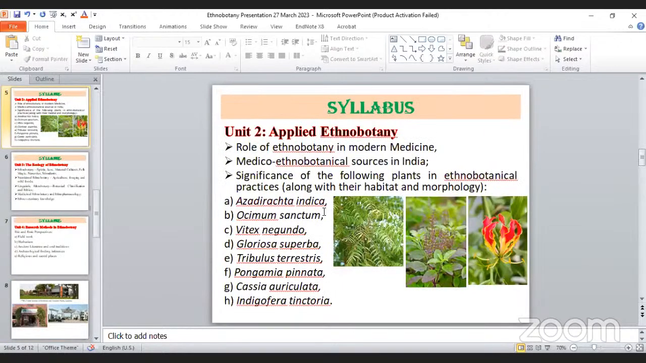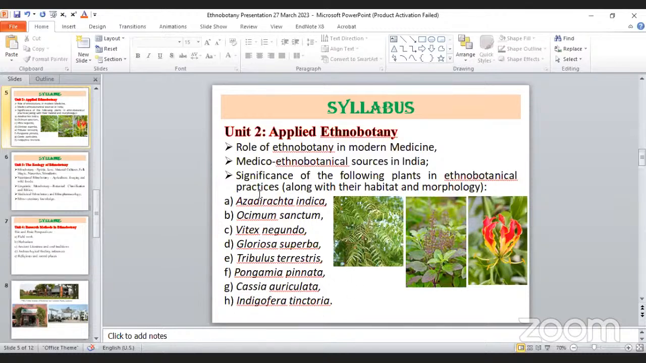Unit 2 is basically about applied ethnobotany, where we will talk about how ethnobotany can play a role in modern medicine and how it is now used. We will also talk about some of the important plants which are the focus of this syllabus: Azadirachta indica, which is commonly known as neem, Ocimum sanctum, which is basically tulsi, Vitex negundo, Gloriosa superba, Tribulus terrestris, Pongamia pinnata, Cassia auriculata, and Indigofera tinctoria, which is basically for the indigo dye.